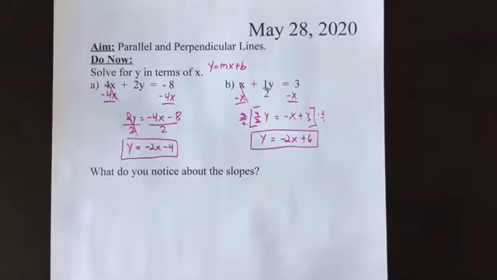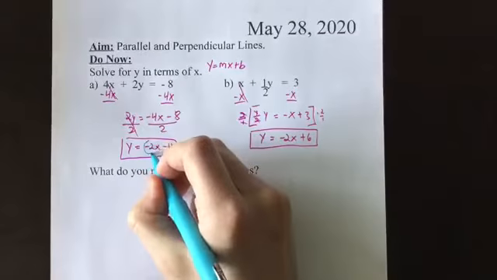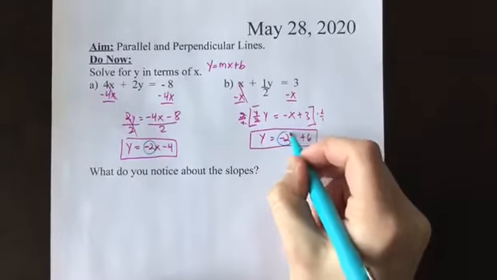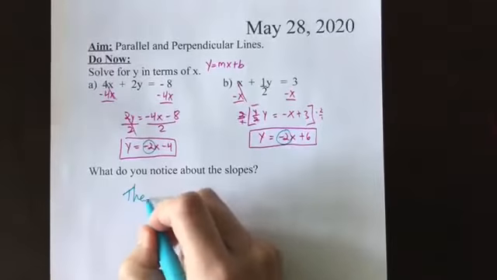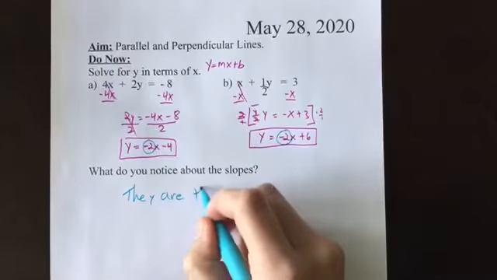The second part of the do now, we're asked, what do you notice about the slopes? Well, the slopes are right here. They're both negative 2. They are the same.